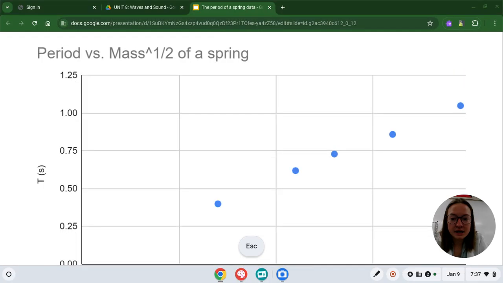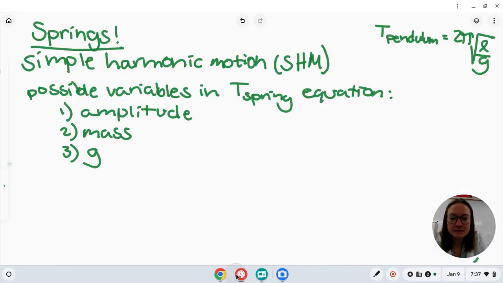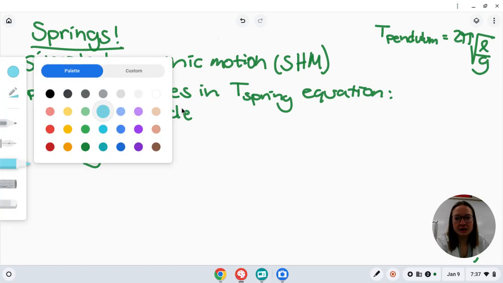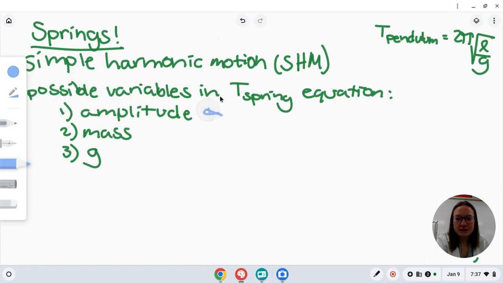In other words, if we go back here, let's write down what we found. Okay, over here, let's change my color. We shall make it blue. Okay, here's what we found.